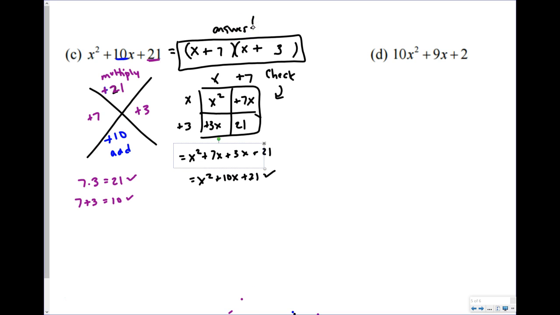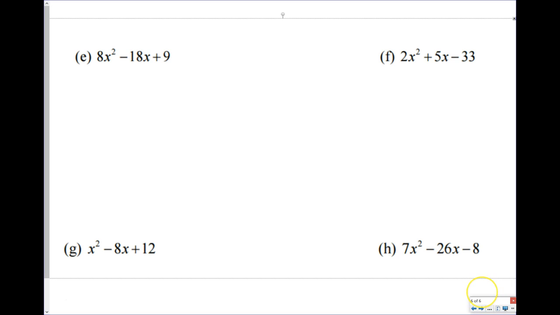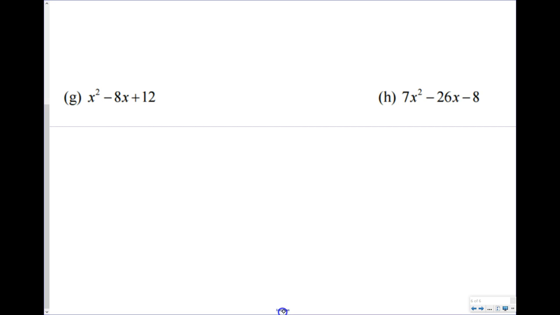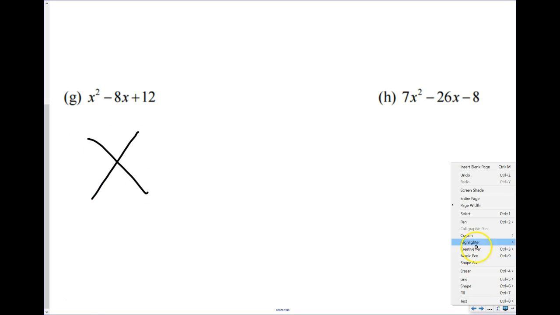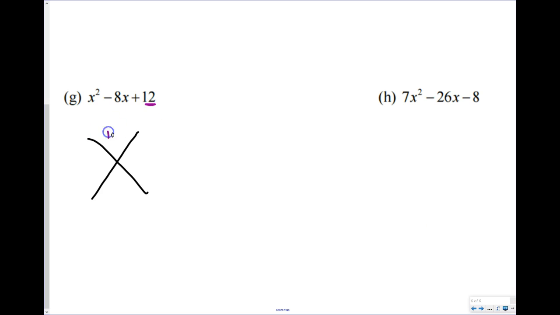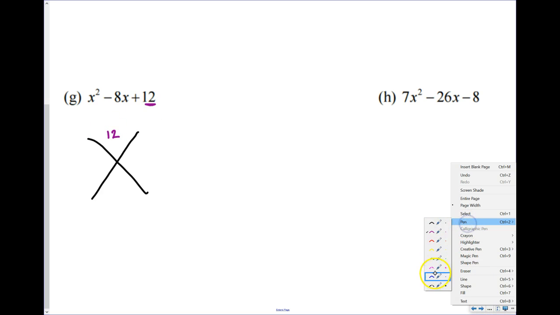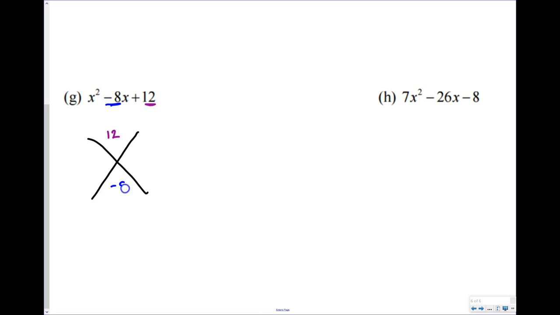Okay. Let's do one more with a coefficient of 1, because a coefficient bigger than 1 changes things. Okay, so let's go down to letter G. So here's another one with a coefficient of 1. So I'm going to draw my x. I'm going to put my last number, this 12, on top, and the middle number, and you got to be really careful of your signs. It's a -8, so a -8 goes here. And I'm asking myself, what two numbers multiply to 12 but add up to -8?